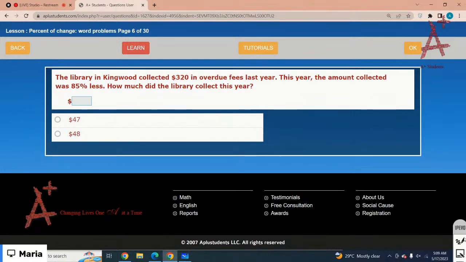The total amount is 100%. Got it? So 100 minus 85 equals 15%. That means this year it would be just 15%. You need to calculate 15% of 320. Got it? It would be 320 times 15 divided by 100.